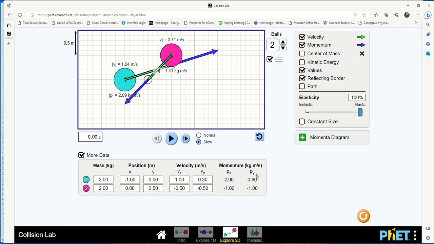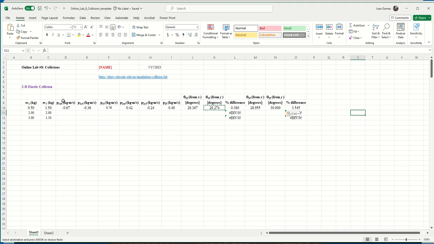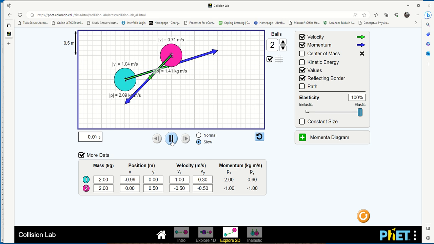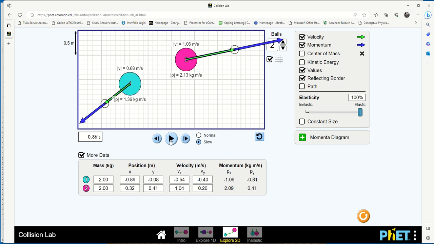Right now, over here in this more data box where it says px and py, those are the initial momenta. In the spreadsheet, I only want the final, and the final won't appear until you run the simulation. Then you hit play. They collide, pause it at any time. And now right here, notice this table. First row is M1. So PX1 final is minus 1.09. PY1 final is minus 0.81. PX2 final is 2.09. PY2 final 0.41.